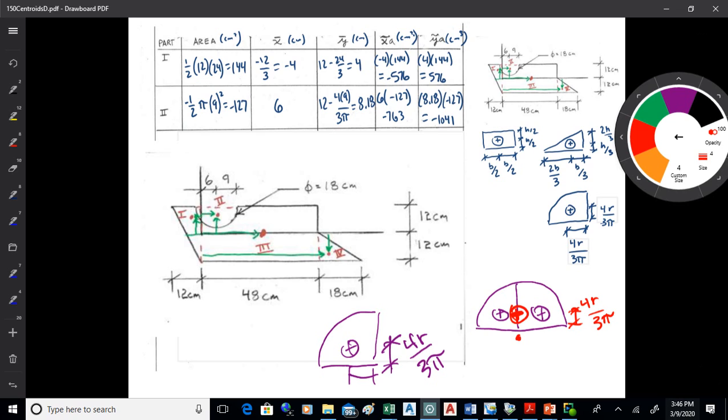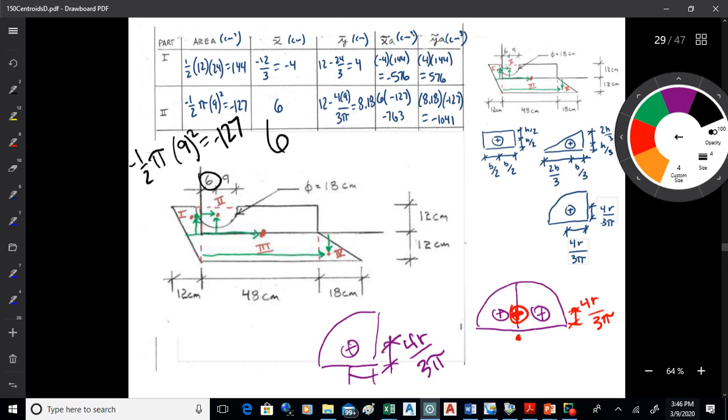So that's a cutout, okay? It's been removed from that shape. So it's a negative area, -1/2 pi r squared. So -1/2 times pi times 9 squared. And that's -127. So that's the area of the semicircle. All right, now x bar is just dimensioned. It's right in the middle of the semicircle. It's 6. It's just given right there. So it's 6 centimeters.